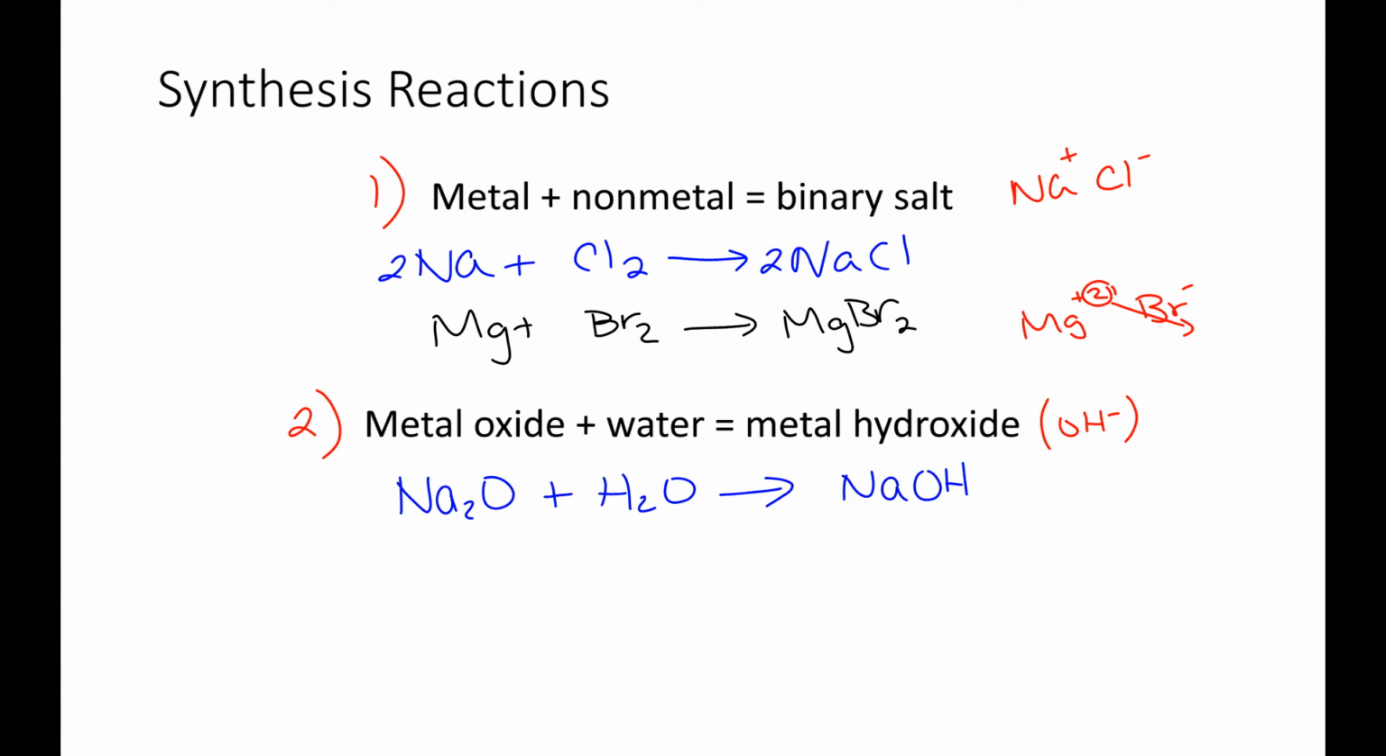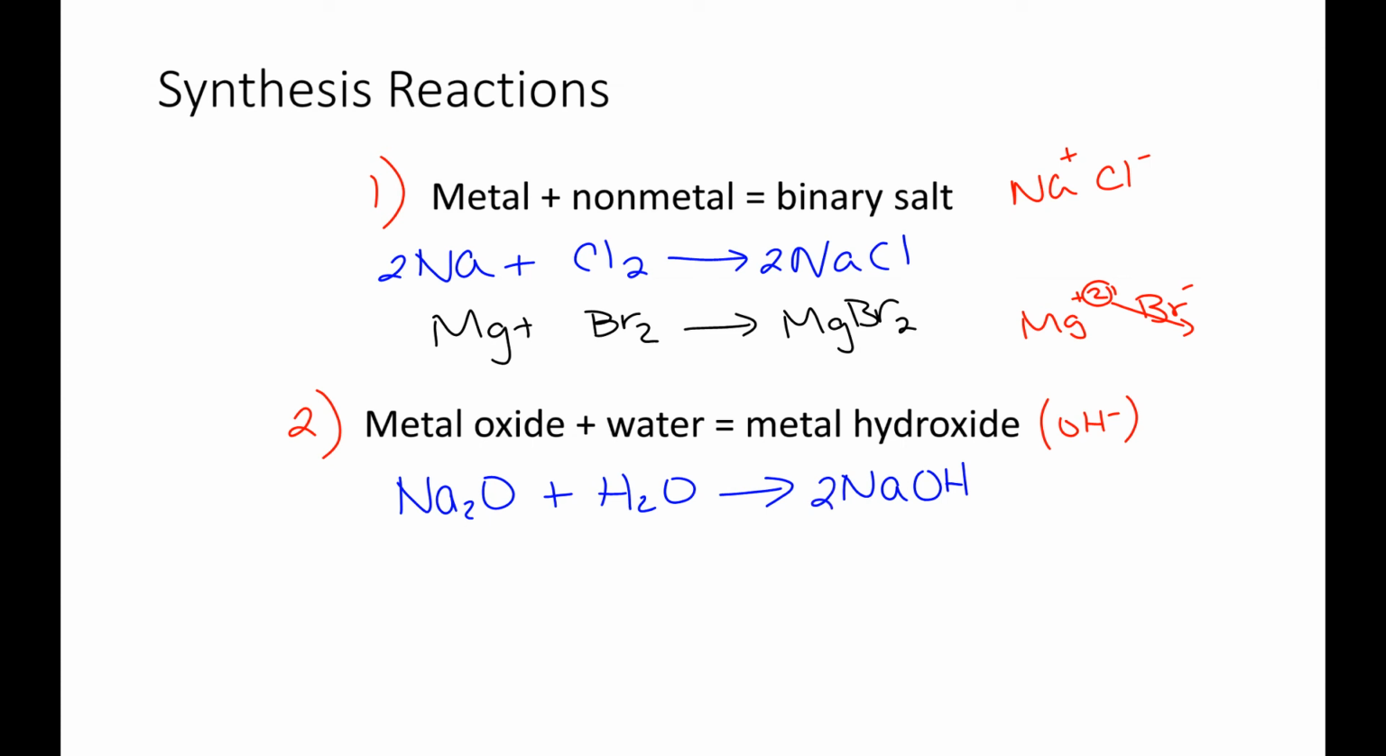So the metal and then OH. If this was MgO, magnesium oxide, we would have magnesium hydroxide. If this was calcium oxide, we would have calcium hydroxide. Whatever metal we started with, that's the hydroxide. Now we just have to balance it. There's 2 sodiums on the left-hand side, so we're going to balance it with 2 sodiums on the right-hand side. Now let's check our O's.